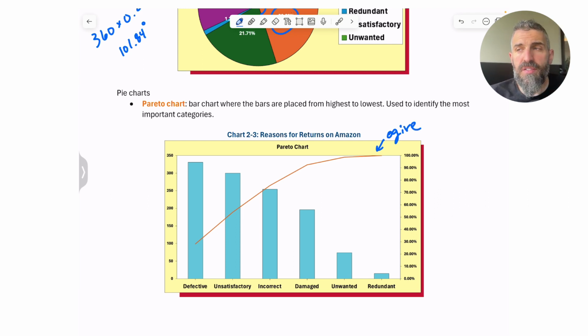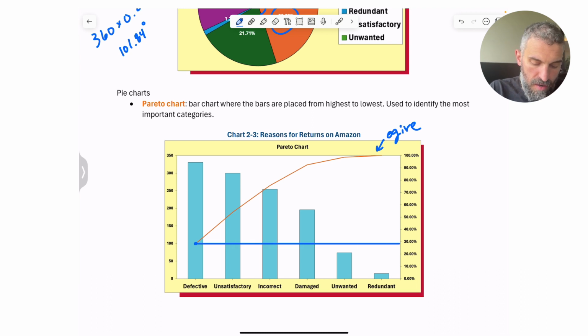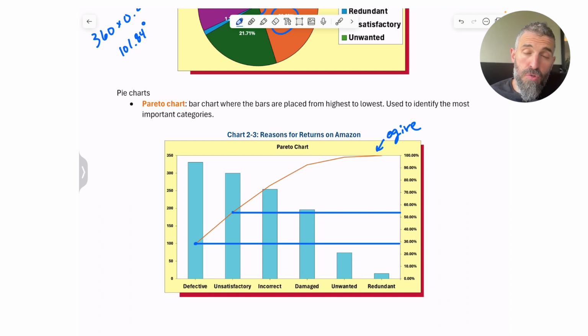And the line represents the cumulative percentage, right? So if you look at the right side, you have a second axis. And that first point right there, if I were to draw a line, it hits just under 30%, which means that first category is just about 30% of the entire data. 30% of the returns on Amazon are because the units were defective. And then if you go to the next point and draw a line all the way to the right, that's just over 50%. Let's call that 52%. Well, that means those two categories together, the top two categories, make up 52%.